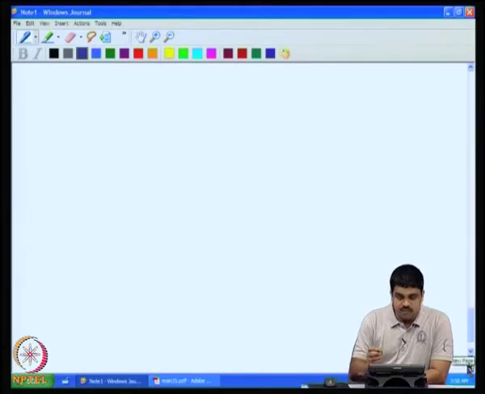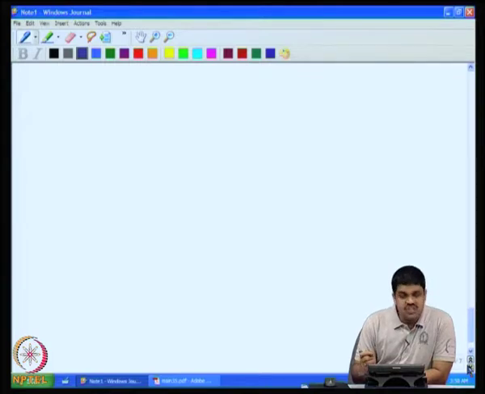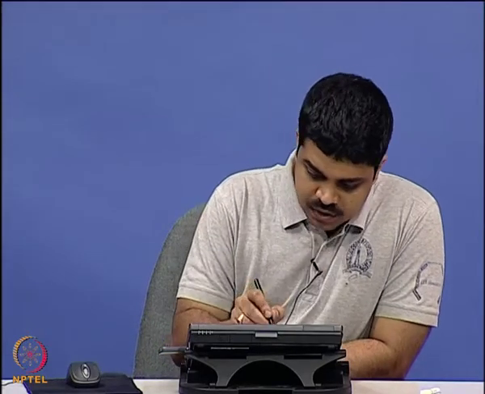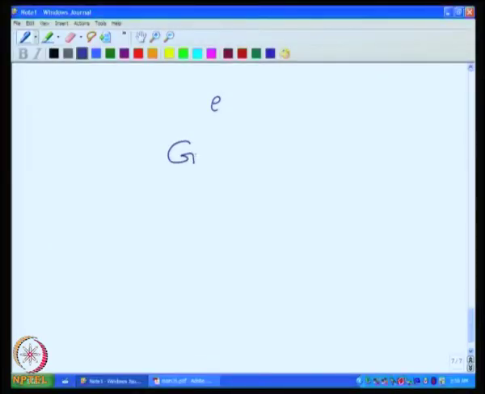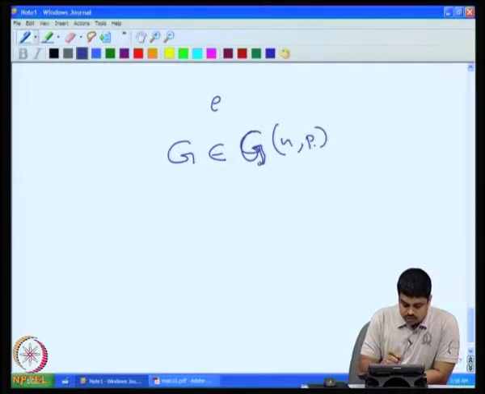The only next concept we want is this: consider the event of a given edge E being present in the random graph. So, suppose we select G, an element of GNP. What is the probability that a given edge E is present in G? This is the question, right. So, how will you find it?